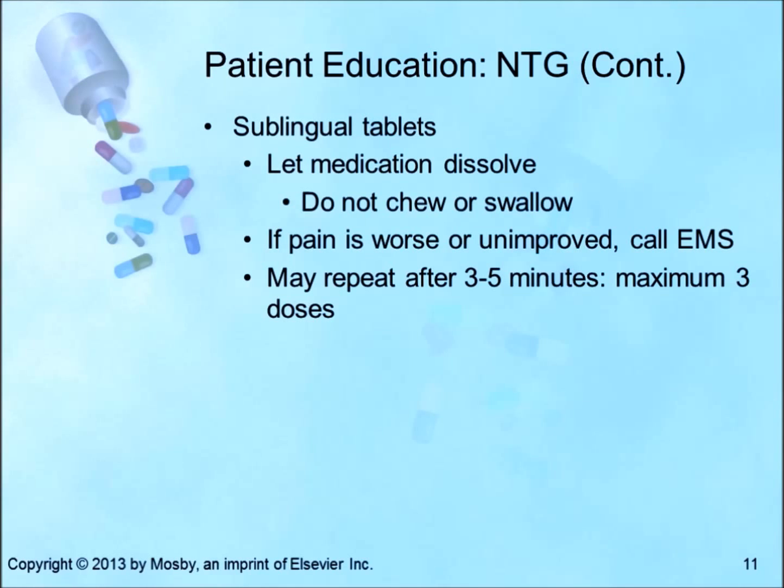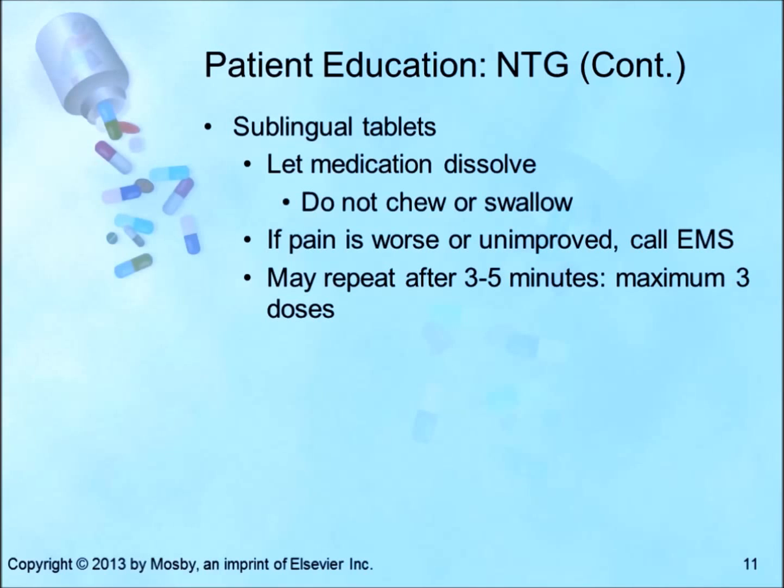For the sublingual tablets, when the patient is having an acute attack, the patient should take one tablet sublingually as soon as the pain is experienced. They should not chew or swallow this medication. They should let it dissolve under their tongue, lie down and rest, and if the pain, again, is not relieved within 3 to 5 minutes, a second tablet should be taken and EMS should be called. A third pill may be taken if chest pain is not relieved after the second dose.